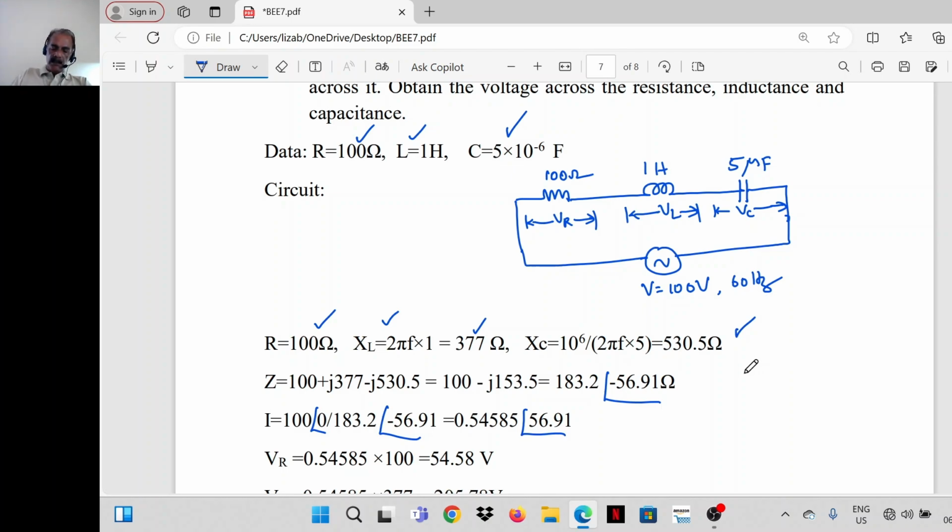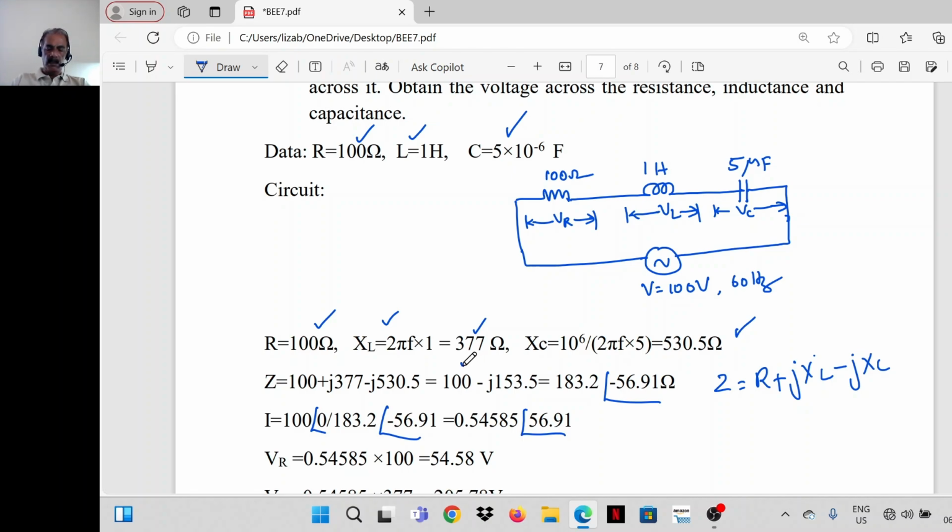So the impedance of the circuit in this case is equal to R plus JXL minus JXC. Here an inductor as well as a capacitor, both are there in the series circuit. So the impedance is R plus the inductive reactance minus capacitive reactance, R plus JXL minus JXC. That is the net impedance of the circuit.